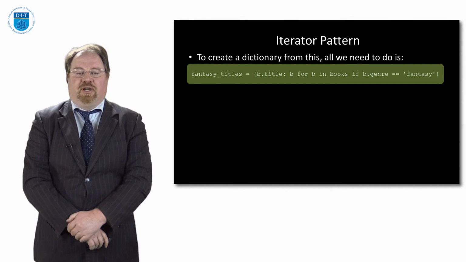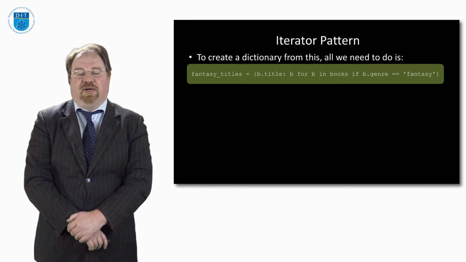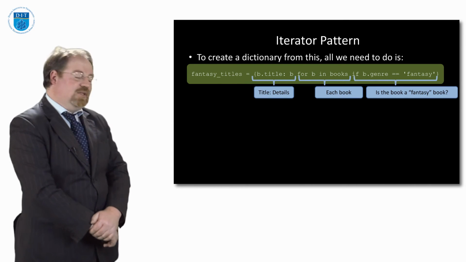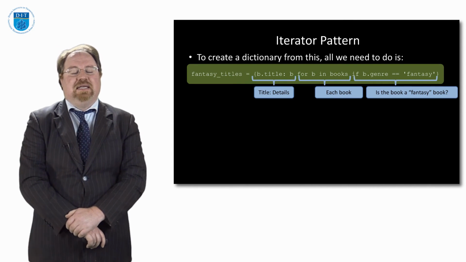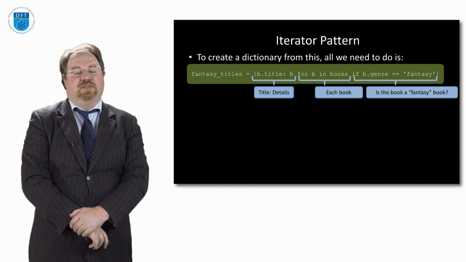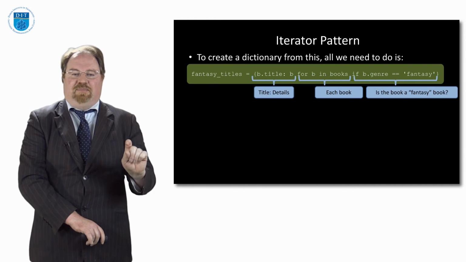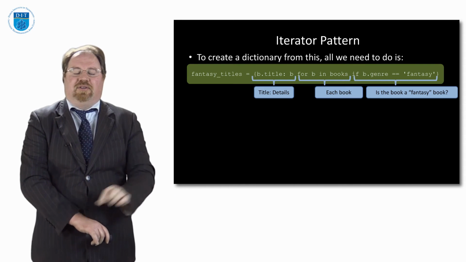So our dictionary comprehension would look a lot like the set comprehension. It's curly braces again, except the first bit is different. The second bit is exactly the same. The third bit is exactly the same. But this time, instead of saying b.author, we say give us the title, colon, and then all the other details about that book. So we're saying that the title is the label, and then all the other information about it.